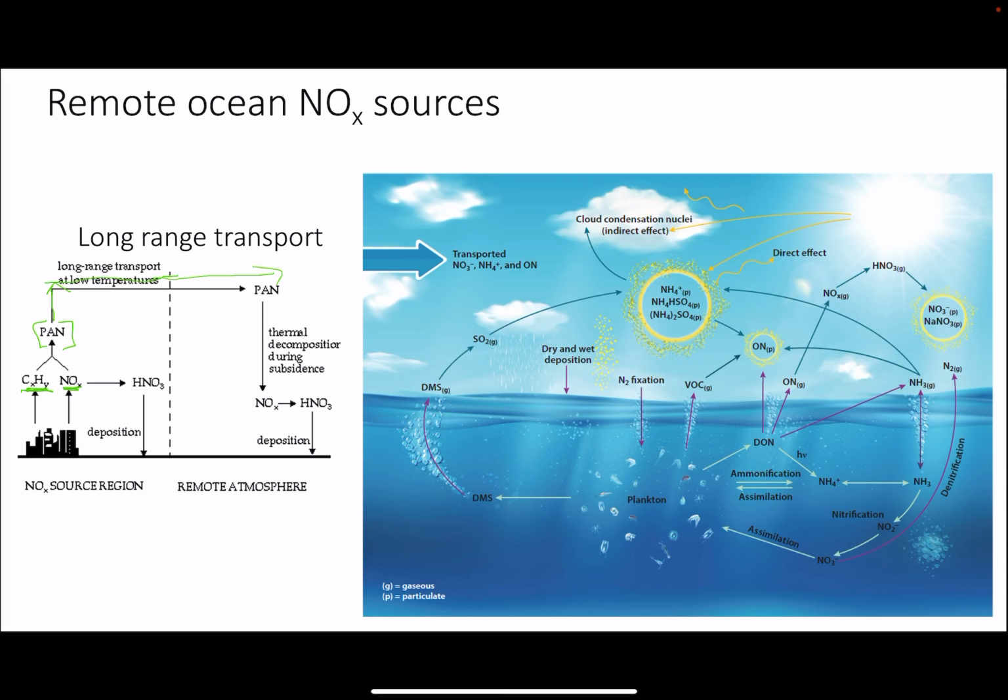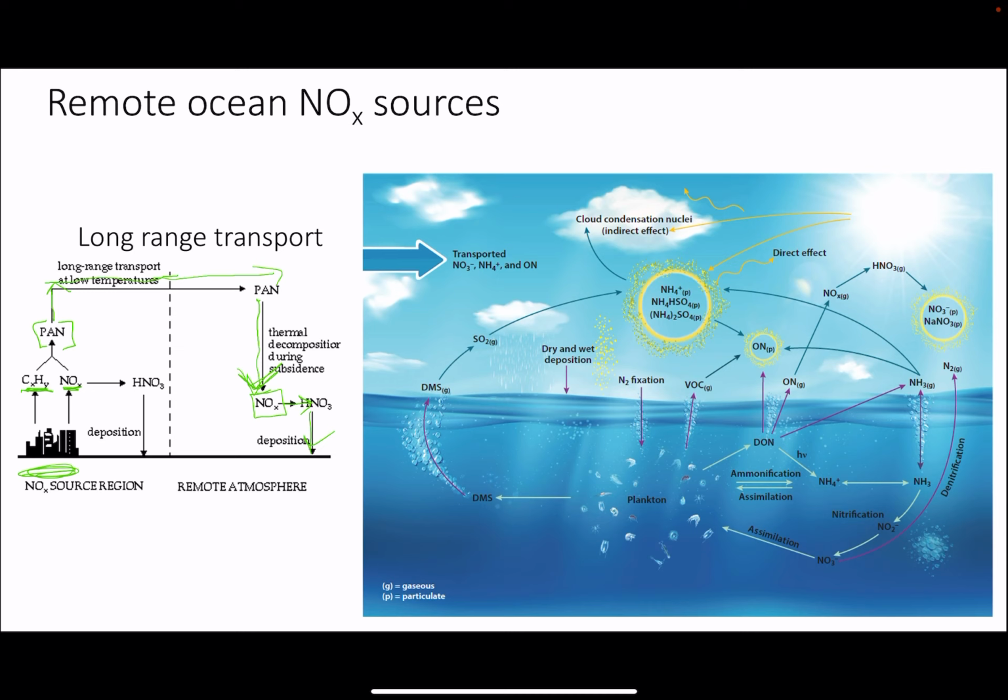And then if that air mass subsides somewhere where it's relatively warm, that PAN will thermally decompose and lead to NOx formation, and then that NOx will be converted to nitric acid and then potentially deposited in the remote atmosphere, even though you're super far away from where this NOx was actually emitted. So PAN is a key long-range transport molecule.